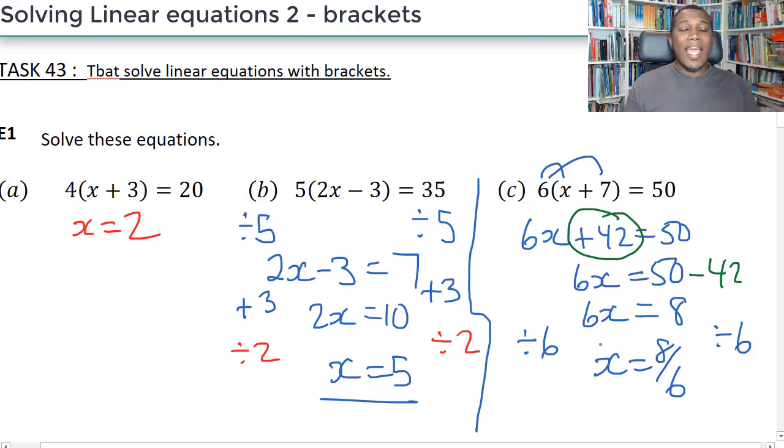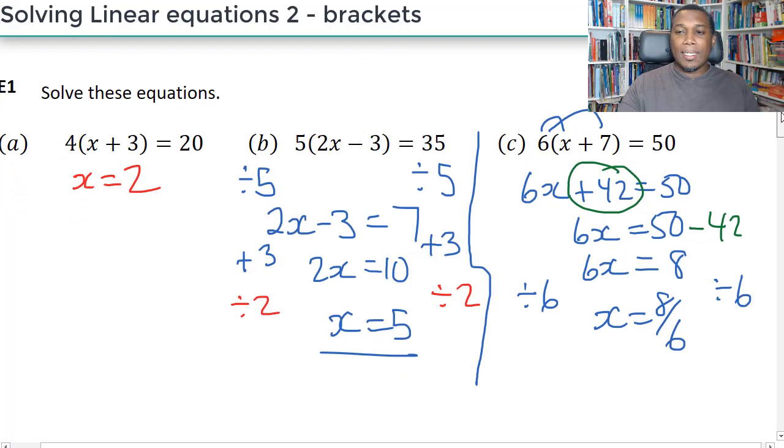And you're going to look at that and you're going to tell me, hey, you can simplify that fraction. Or you can write it as a mixed number. And I'm going to tell you, yeah, all of that is true. But I'm also going to tell you, well, the question just said solve the equation. It didn't tell me give the answer in its simplest form. It didn't tell me give the answer as a mixed number. So I don't have to.